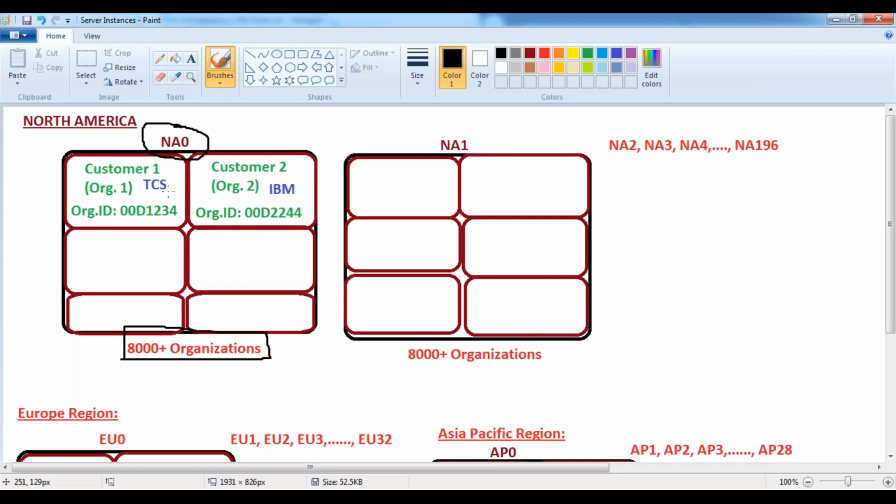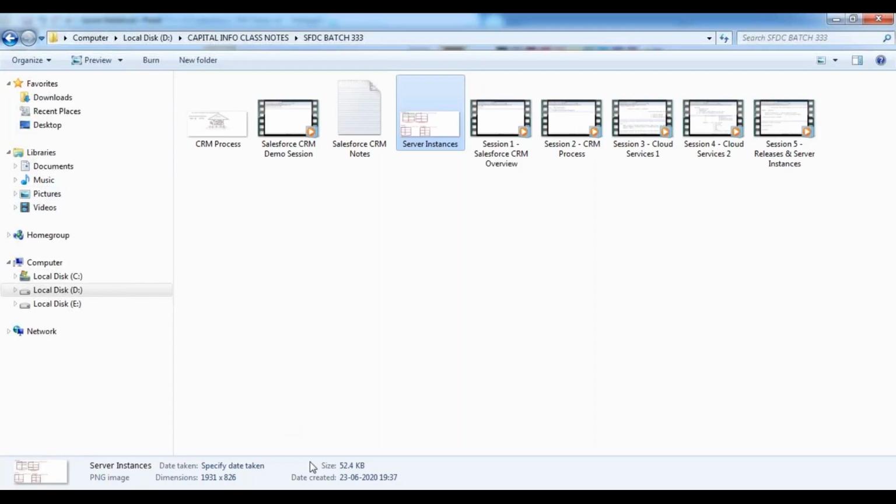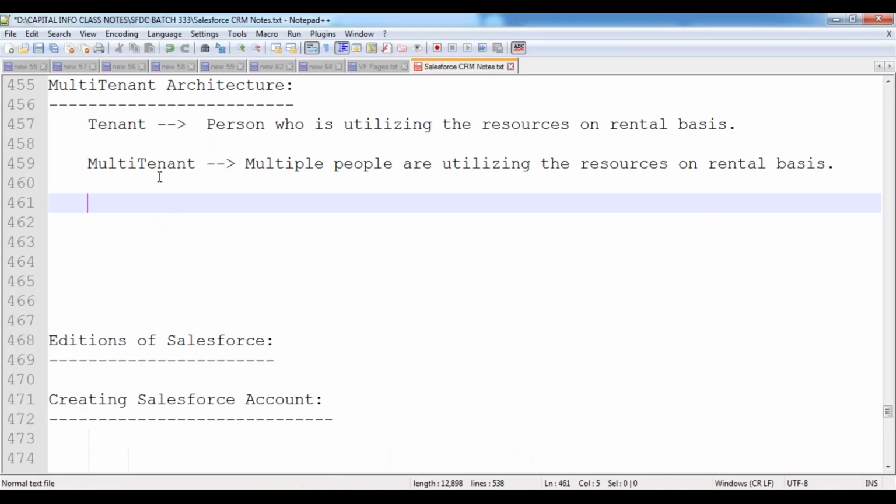Each and every branch has its own server. If more branches are available, more servers are needed, and maintaining that many servers is very, very difficult. So don't maintain multiple servers. Please use a single server and allocate the memory for each and every customer. That concept was introduced by multi-tenant architecture. Multi-tenant architecture describes how multiple people or multiple organizations can utilize the resources on a rental basis.